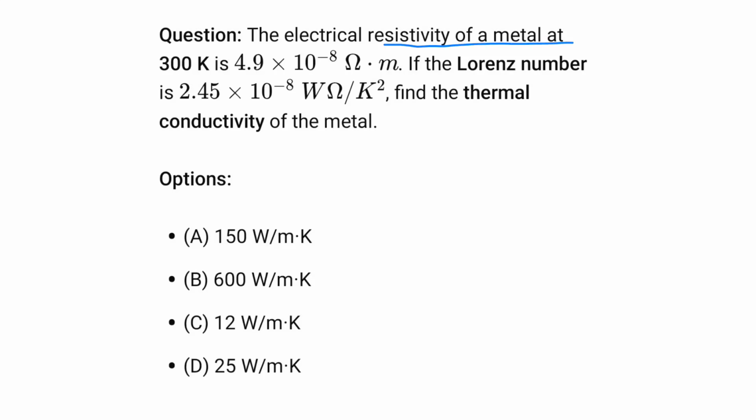The question is: electrical resistivity of a metal at 300 Kelvin is 4.9 into 10 to minus 8 ohm meter. If the Lorenz number value is given, find the thermal conductivity. Options are given below. So this is the question. Before solving this question, we have to see the theory related to this question.